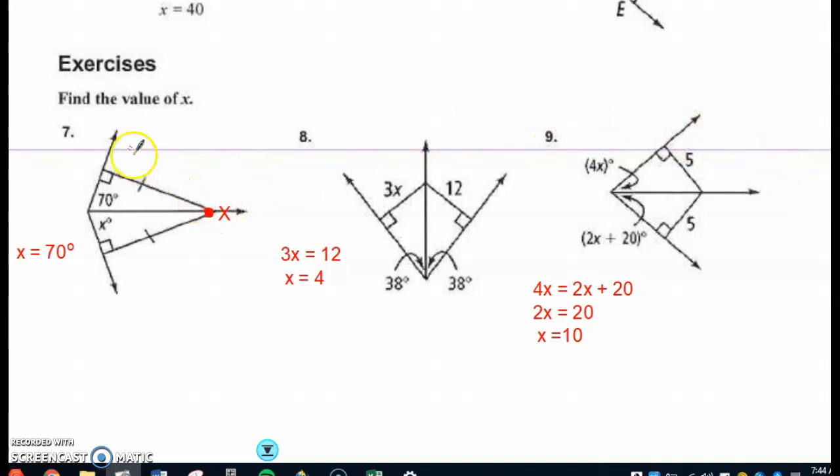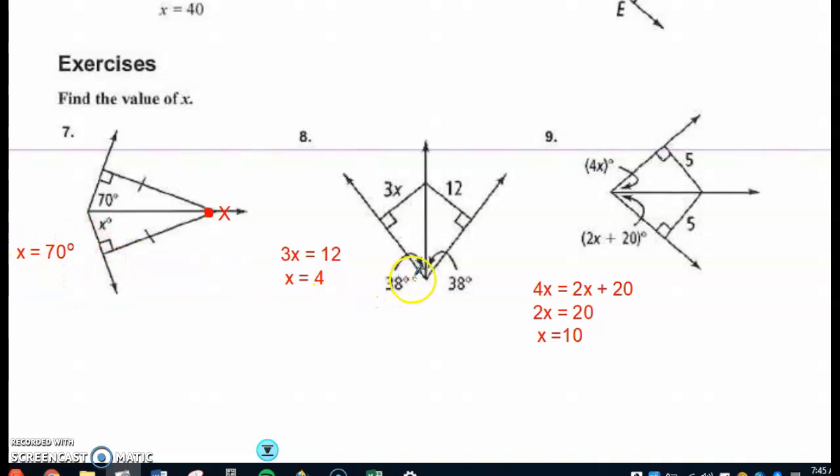If we look down here, notice X is equidistant from this side, and X is equidistant from this side at a perpendicular. You can see the hash marks, so X has to be on the angle bisector. If this angle is 70, this angle has to be 70, and there it is right there.